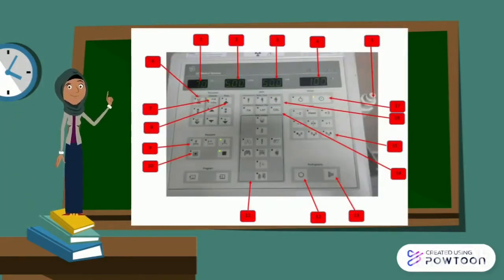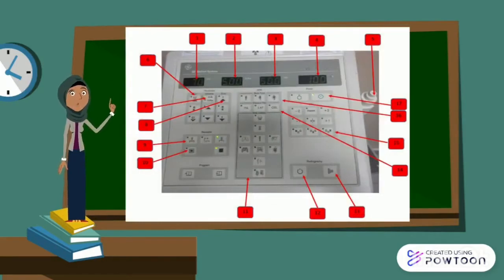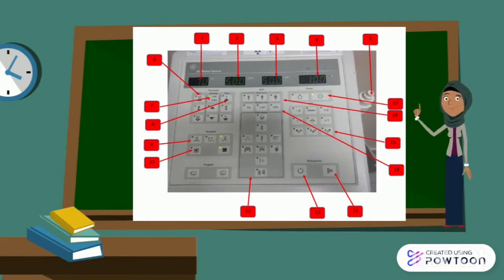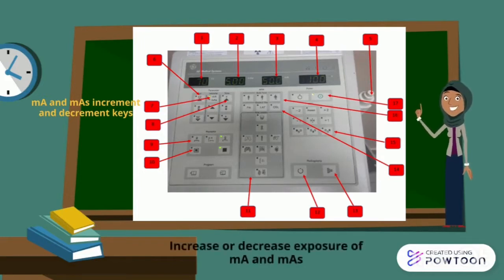The fifth label is the dipman button. It is used to start the exposure of X-ray. The sixth label is kV increment and decrement keys. It increases or decreases exposure kV between the value of 40 to 150. The seventh label is mA and mAs increment and decrement keys. It increases or decreases exposure of mA and mAs.